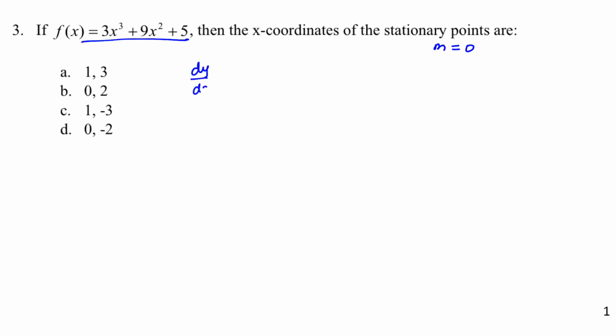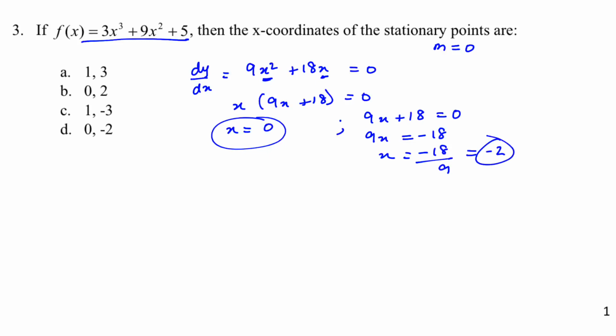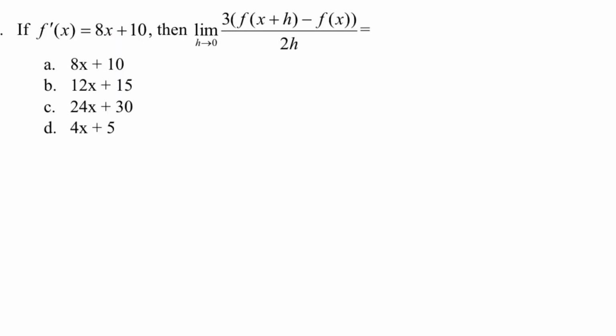So dy over dx is equal to 3 times 3, 9x squared plus 18x is equal to 0. Factorize the x out. You can see there are 2x here and 1x here. So that 1x I'll remove out. You will have x times 9x plus 18 is equal to 0. Therefore, x is equal to 0 and 9x plus 18 is equal to 0. 9x is equal to negative 18. Divide by 9. As this is a multiply, I bring to the other side, it becomes division. x is equal to negative 2. So 0 and negative 2. Answer is D.